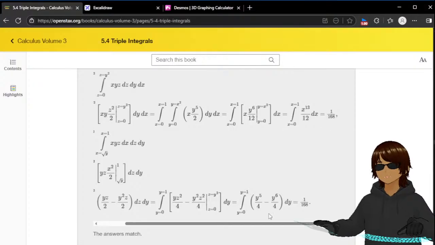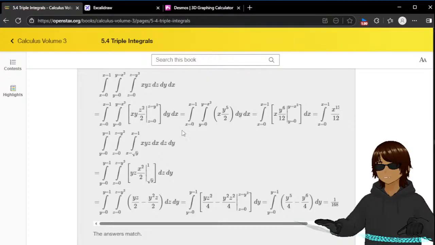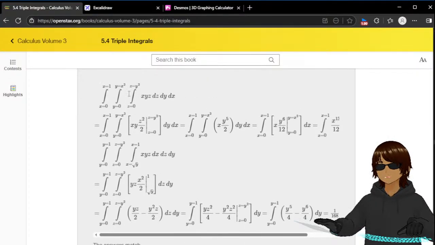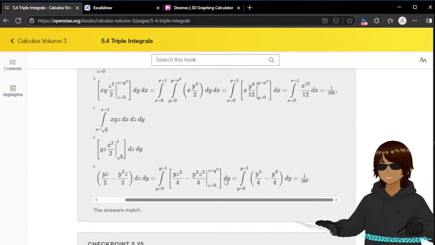We have 1 over 168, 1 over 168 over here, 2 times. And the ordering is different. They started with z, then y, then x. Over here, they started with x, then z, then y. In the end, they got the same answer, 1 over 168.